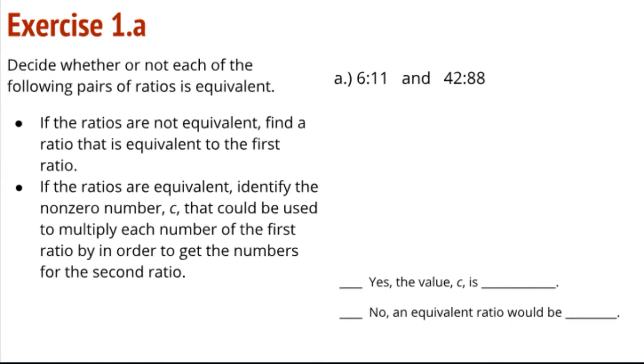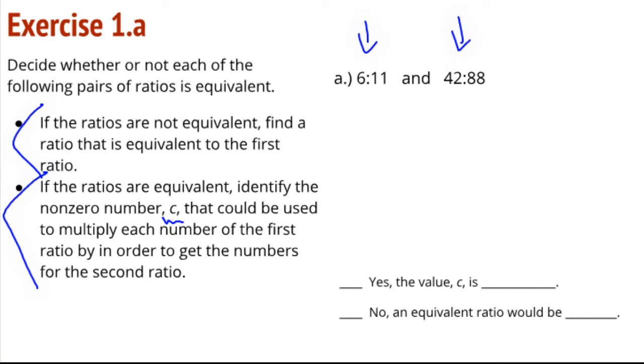All right, so we are now going to look at some pairs of ratios, and we are going to answer some questions. First, we have to determine if these pairs of ratios are equivalent. Is 6 to 11 equivalent to 42 to 88? And if the ratios are not equivalent, we have to find an equivalent ratio. If the ratios are equivalent, we need to figure out the value c that could be used to multiply each number of the first ratio to get the numbers for the second ratio.